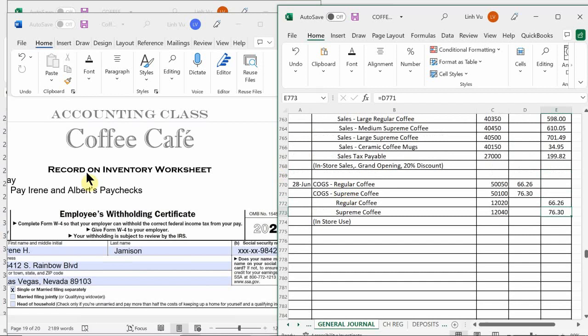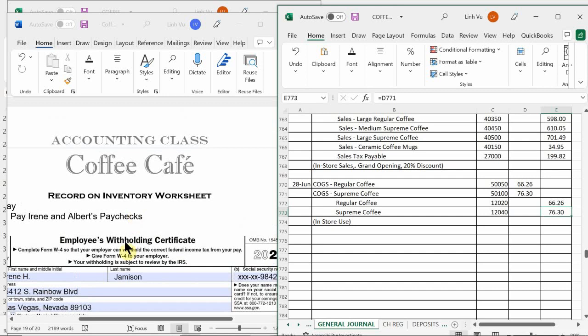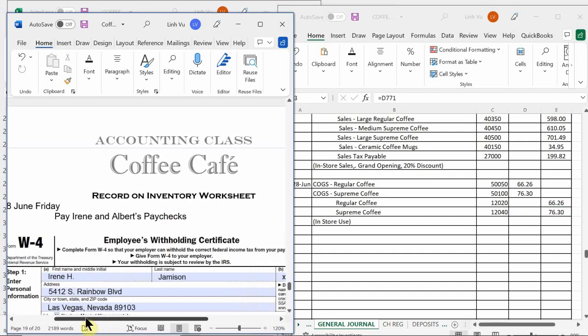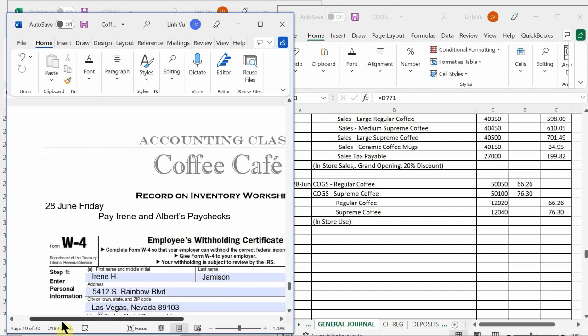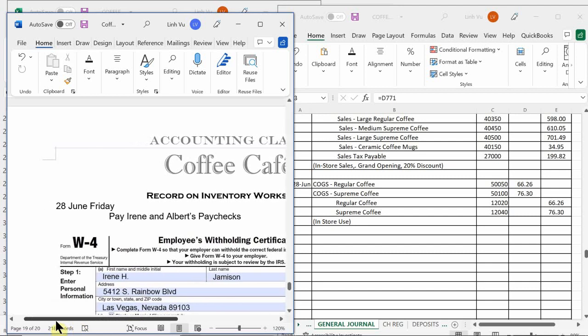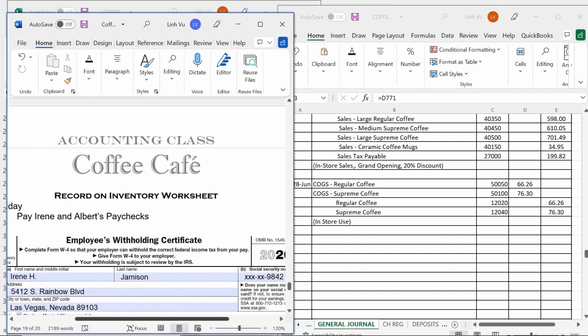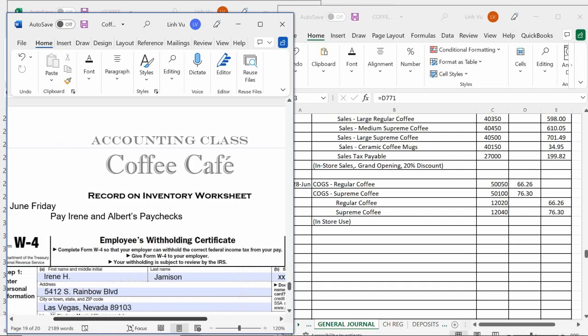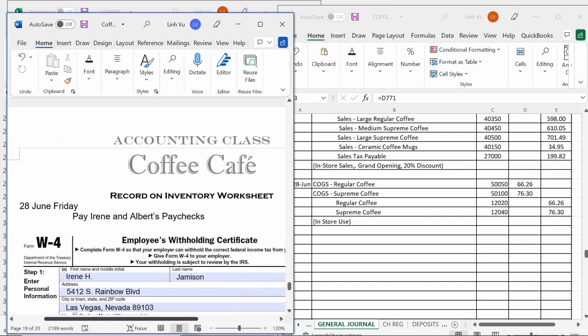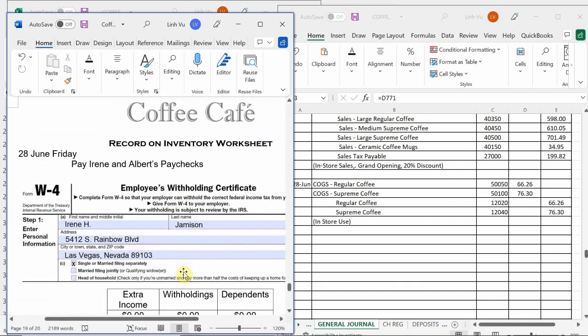Okay. So not only is it the very last day, it's Friday, and what do we know Friday to be? It is finally paycheck day. So in this case, we need to pay our employee, Irene, and we need to pay our sales rep, Albert, for their hard work. Okay, so here is Irene's W-4 form, right?